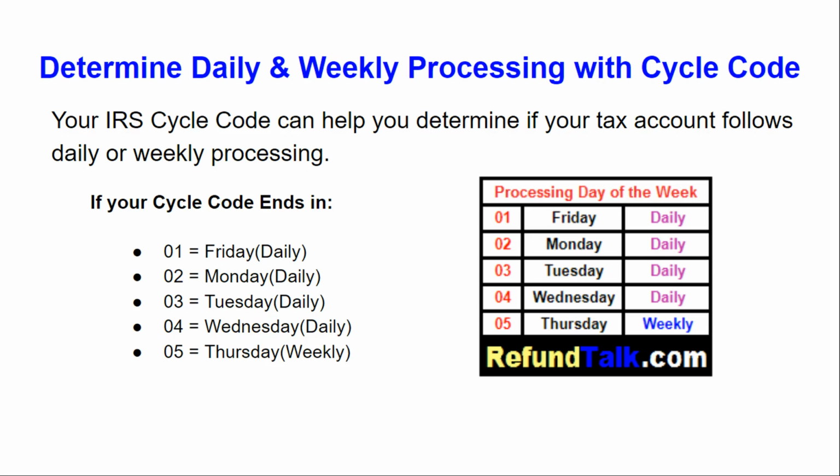Account cycle codes that end in 01 equal Friday, and that's daily processing. Cycle codes that end in 02 are Monday, that's daily processing. Cycle codes that end in 03 are Tuesday, daily processing. 04 is Wednesday, daily processing. And 05, Thursday, is accounts that process on a weekly basis.